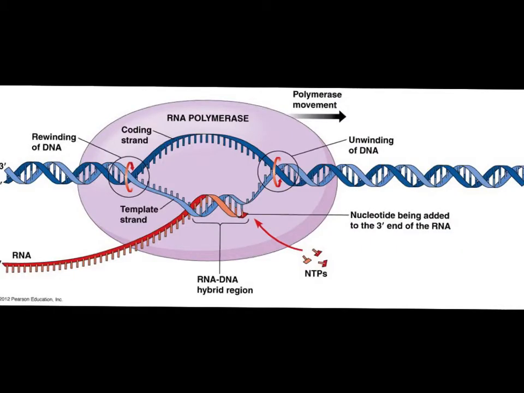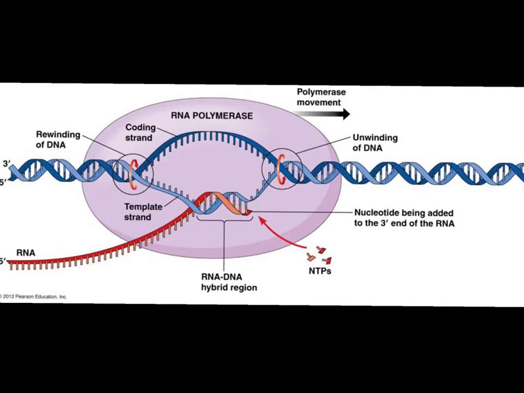The RNA connects with the DNA, and they connect together all the bases, and it comes out to the cytoplasm. It has the coding strand, the template strand, the RNA-DNA hybrid region. And the nucleotide was being added to the 3' end of the RNA.